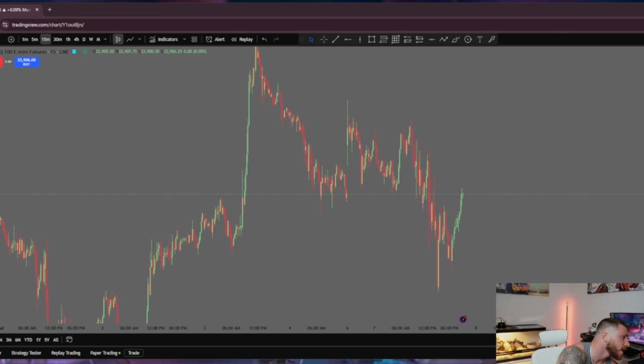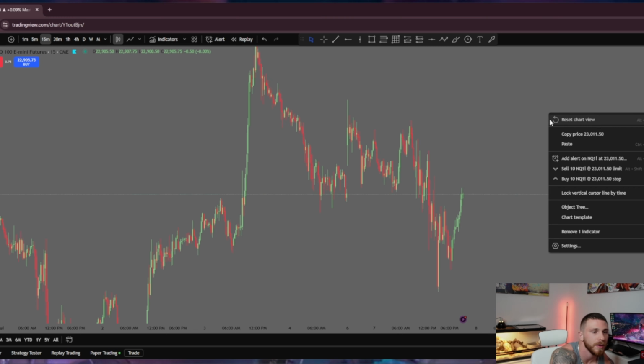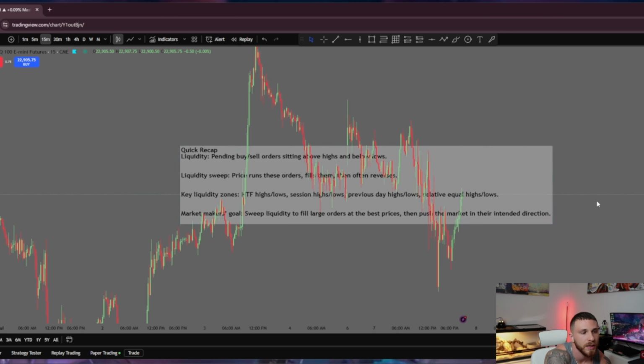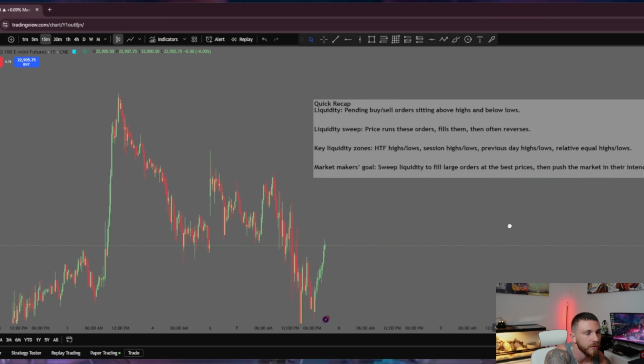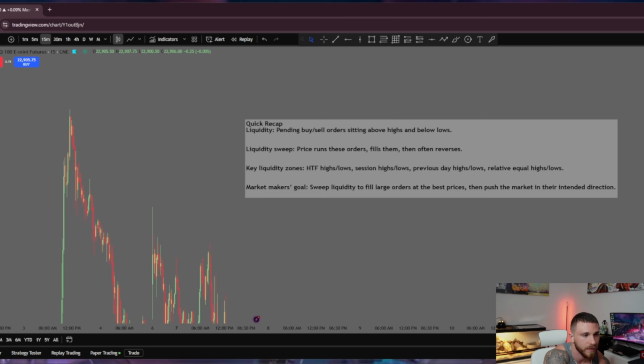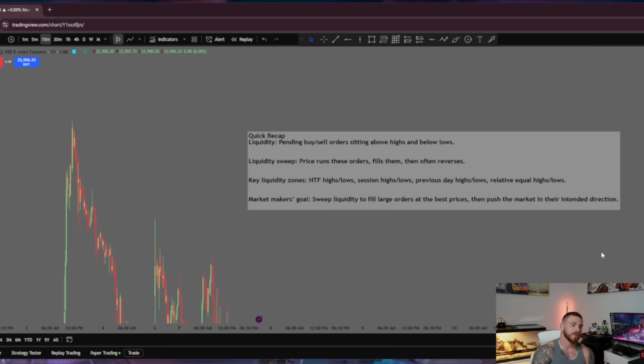We can do a quick recap right here. I'll just copy and put it over here that I put for you guys. So quick recap for you guys to put in your notes, right? So liquidity. What is liquidity? Liquidity is pending buy or sell orders sitting above highs and below lows, correct? What is a liquidity sweep? When price runs through these orders, fills them, and then often reverses.